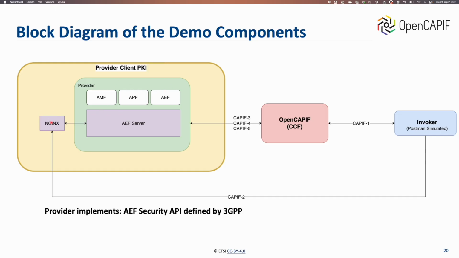For this demonstration, we have created a simple provider composed of two components: the Nginx, which will manage the CAPIF 2 interface to be connected through the invoker, and an AEF server developed in Python Flask, which connects through the CAPIF 3, 4, and 5 interfaces to OpenCAPIF to make the registration and publication of the exposed API. This provider implements the AEF security API defined by 3GPP.